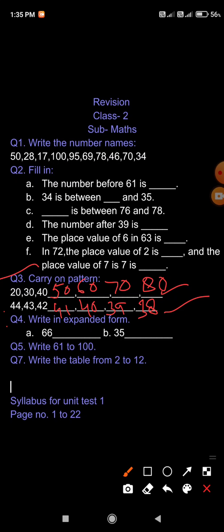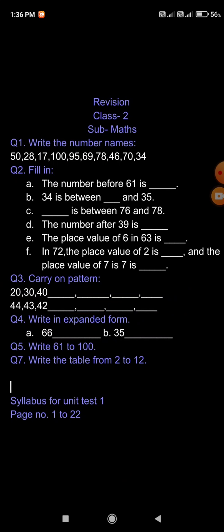Now come to question number 4. Here you have to write in expanded form 66. Means you have to write here in expanded form 60 plus 6. Now you have to write here in long form 35. 30 plus 5. आपको इसमें tens और ones अलग अलग करने हैं. Okay students. Now come to question number 5. Write 61 to 100. Means you have to write here forward counting.